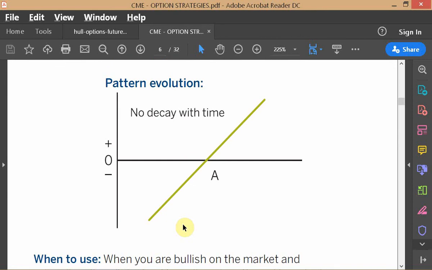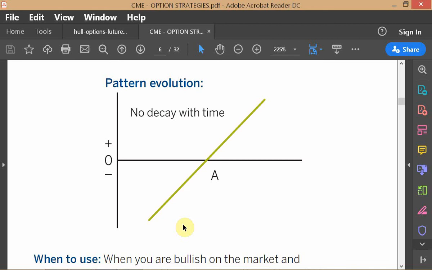What is the synthetic equivalent of a long futures position? Anybody want to guess? Just think about it conceptually. Can you create the same result as a long futures position by using options? Is my question clear? The result here means the same payoff. In general terms we'll say economic outcome; in specific terms we can talk about payoffs. Now you understand what a payoff diagram is? This is a long futures payoff diagram, and we want to create the same payoff diagram using other instruments.